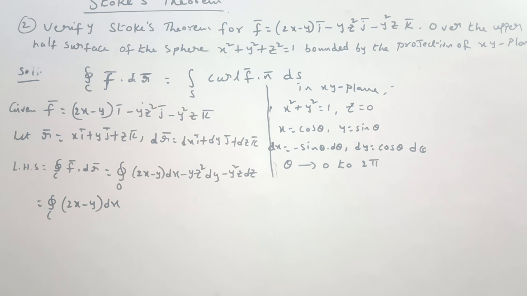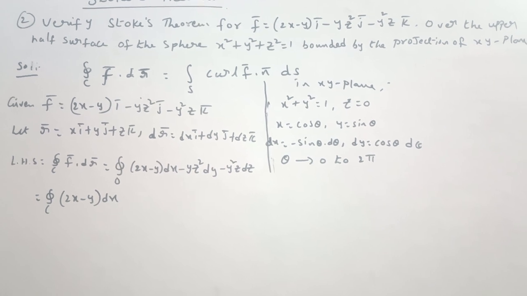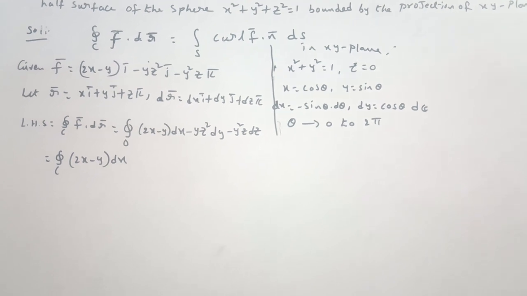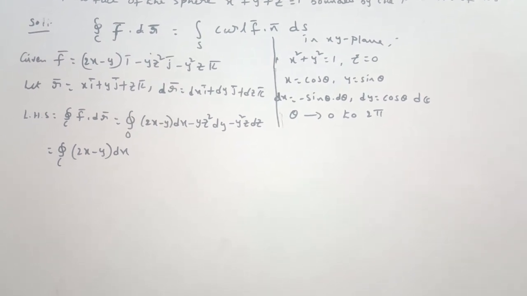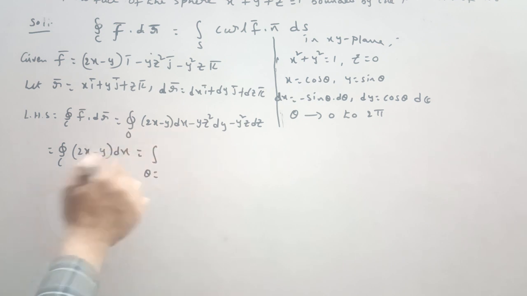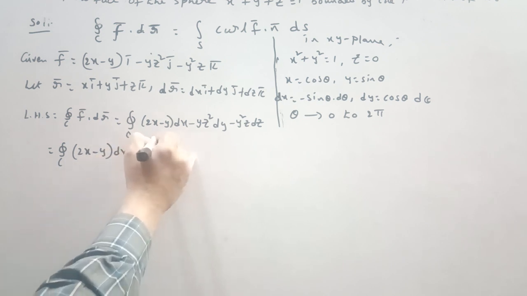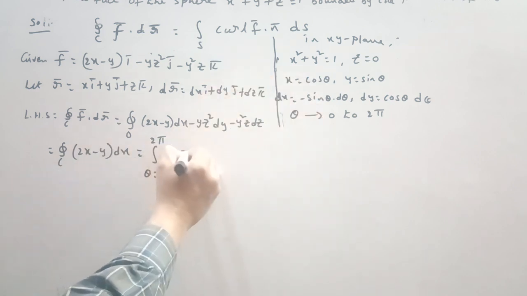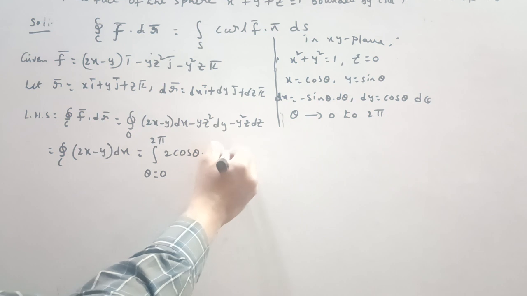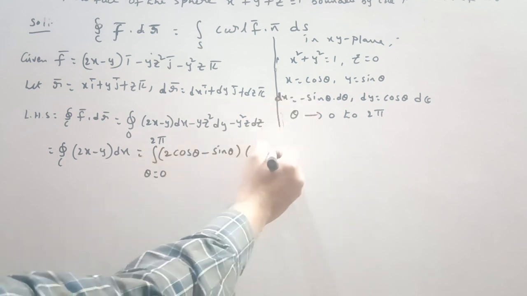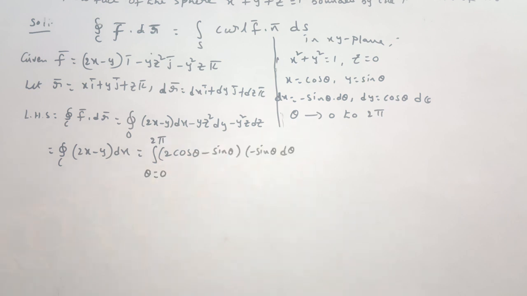Now substitute the x value, y value and dx value and integrate; you will get the left hand side value. If I substitute here, we have to change in terms of theta. Theta is equal to 0 to 2 pi, 2x: what is the x value? Cos theta, minus y: what is the y value? Sin theta, into dx. What is dx? Minus sin theta d theta.